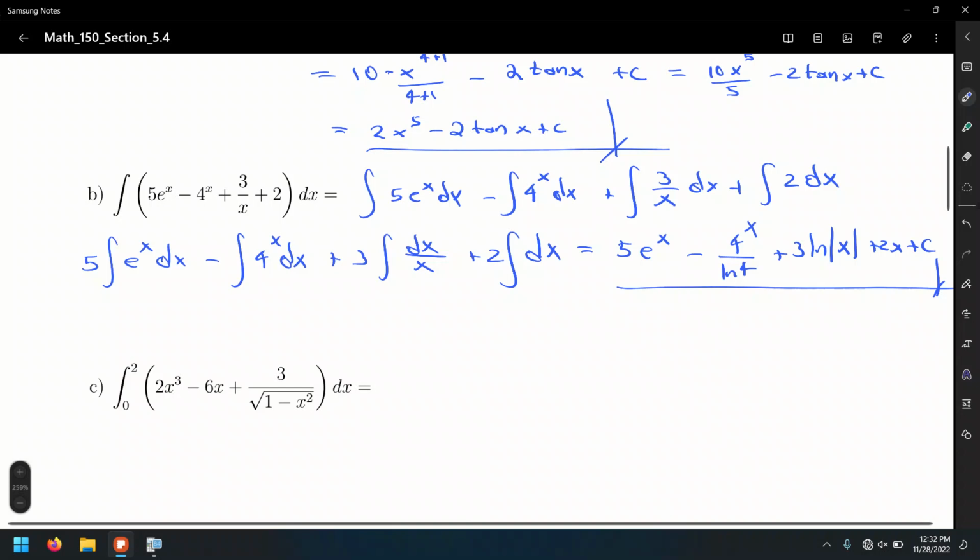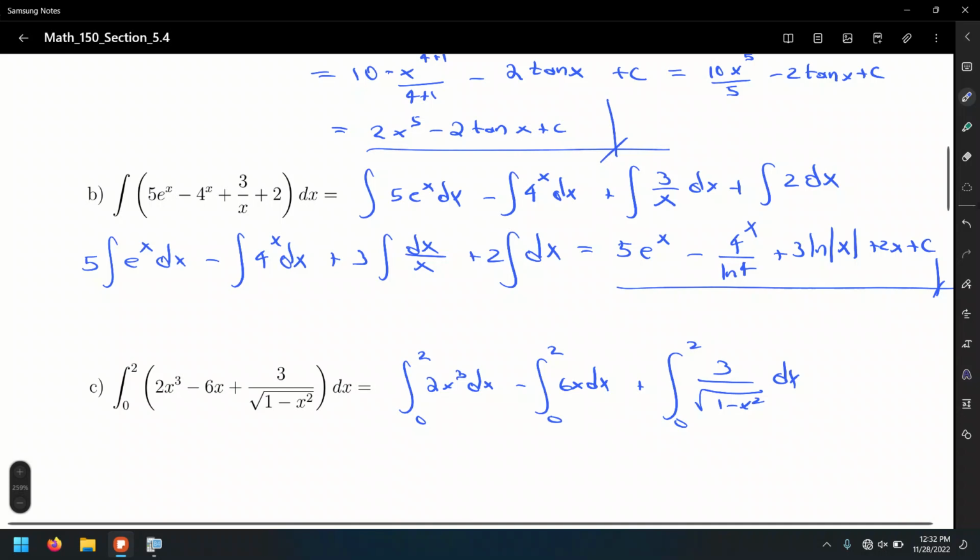But still, let's write it down as 3 integrals. The integral from 0 to 2 of 2x cubed dx, minus the integral of 6x dx from 0 to 2, plus the integral of 3 over the square root of 1 minus x squared dx from 0 to 2. All right? So that's the first step you want to do. Number one, distribute the integral symbol along with the limits of integration and distribute the dx symbol.